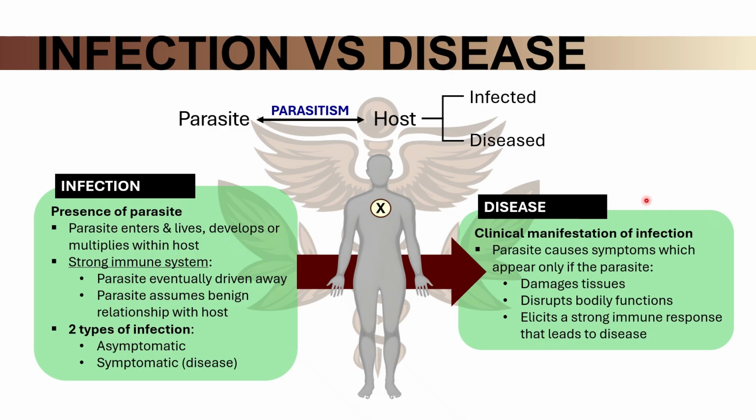In a diseased human, the parasite impairs normal body functions, whether that may mean damaging body tissues or eliciting a strong immune response. So, to summarize, we can say that all diseased hosts are infected, but not all infected hosts are diseased. I will repeat again. All diseased hosts are infected, but not all infected hosts are diseased.